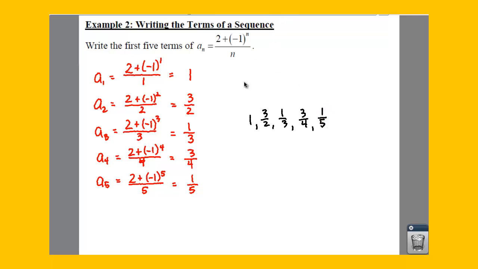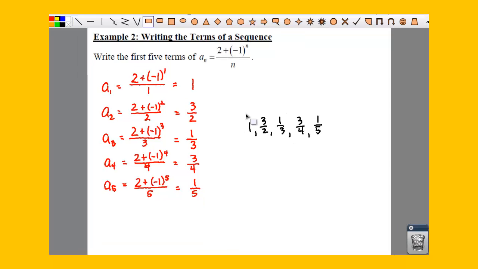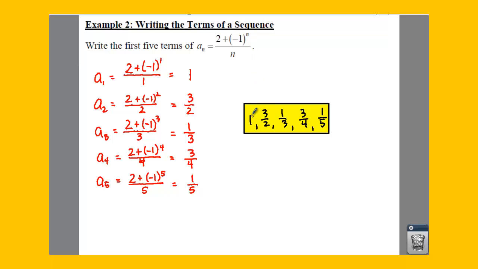If you were given this sequence first and then had to write an expression for this, what you're going to do is look for patterns and look to see if there's anything that would match up with your term. So when you look at these, the top obviously goes 1, 3, 1, 3, 1. Well, if you have an alternating number like that, you're probably going to have a -1 to an n power here.